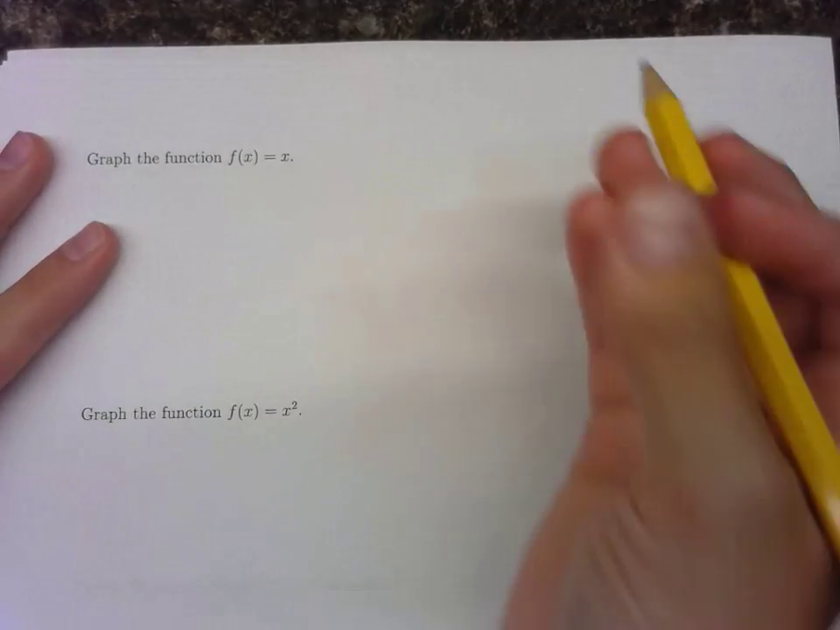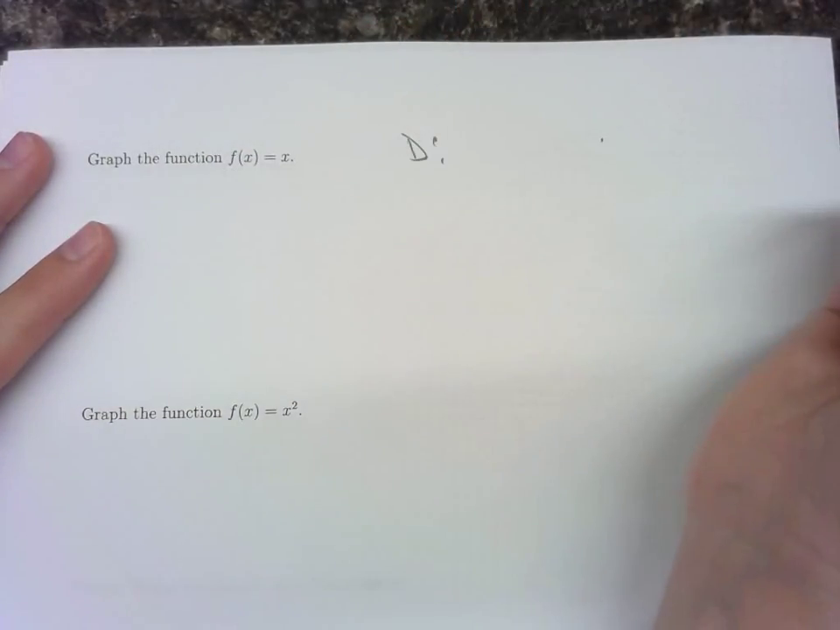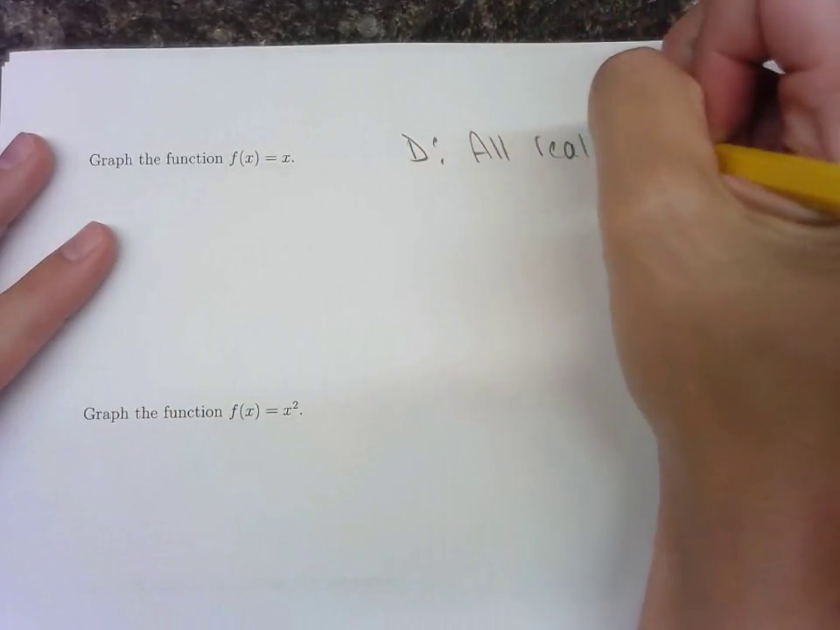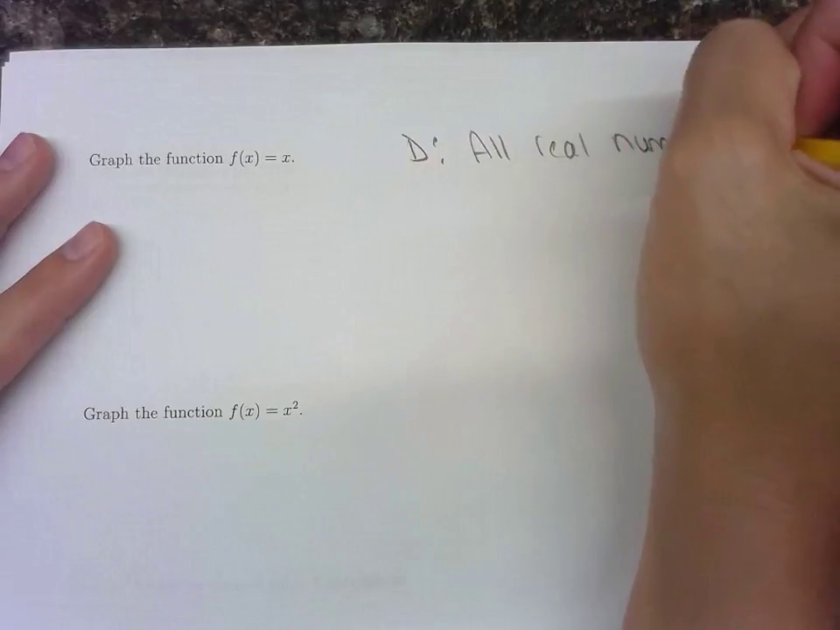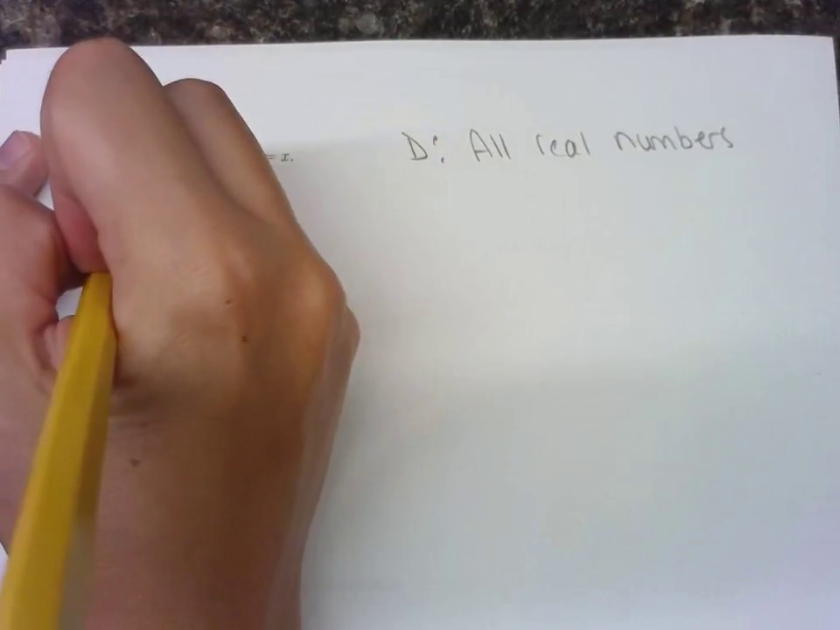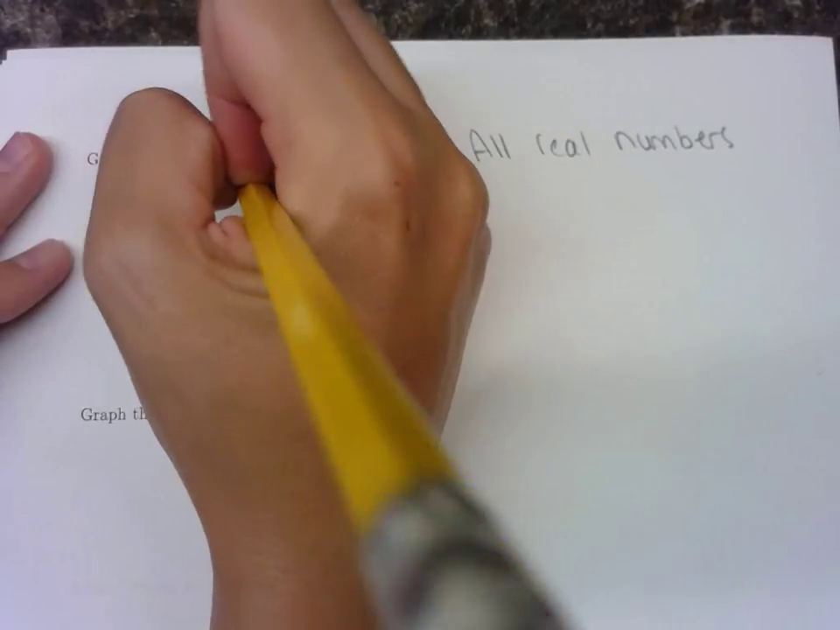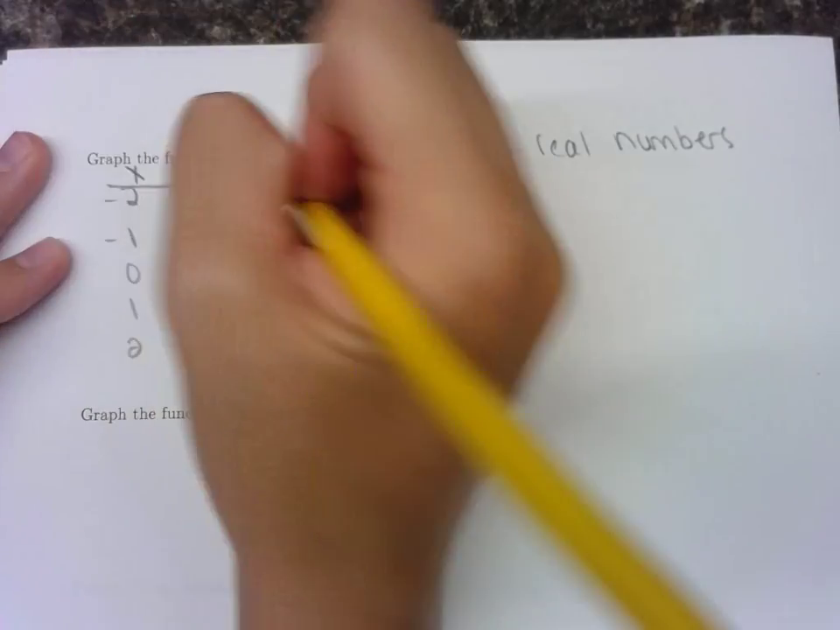Graph the function f of x equals x. Again, find the domain first. You always need to find the domain. Since we don't have fractions, we don't have an even root, it's going to, again, be all real numbers. So I'm going to just choose the same numbers, -2, -1, 0, 1, and 2, which I should have put an x here. And our output is f of x.